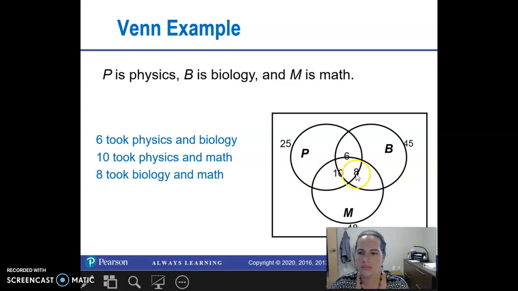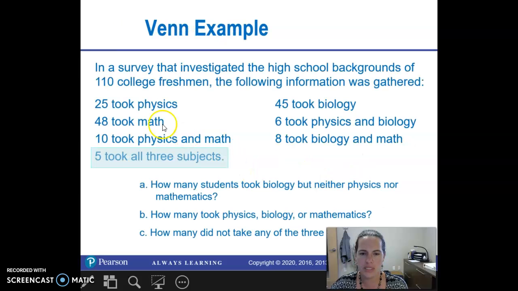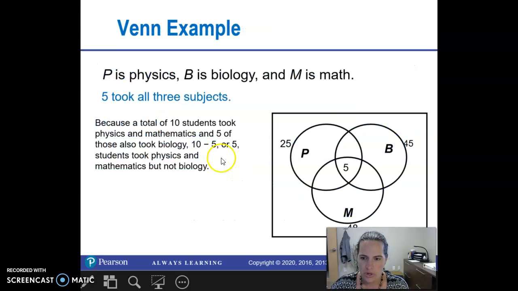Now, also on that prompt, it did tell us that 5 students took all 3 subjects. So I'm going to put my 5 in there. And that's all 3, right? Where the biology, the physics, and the math overlaps is 5.